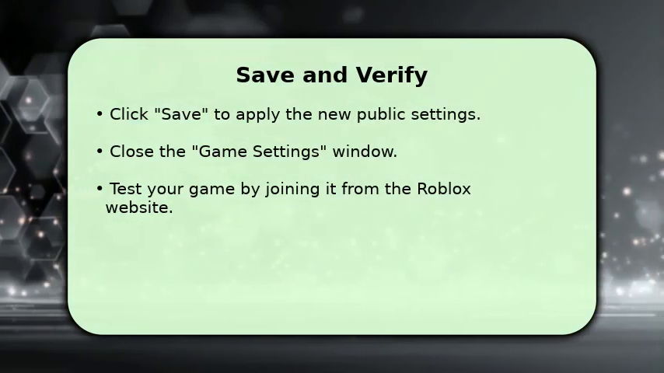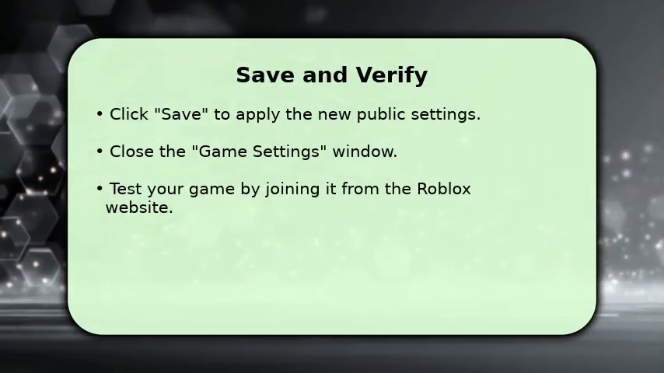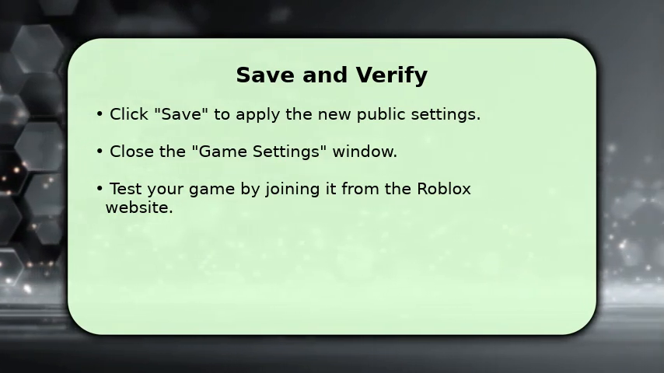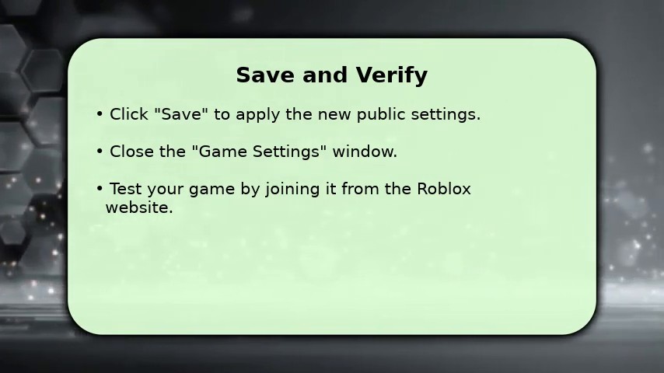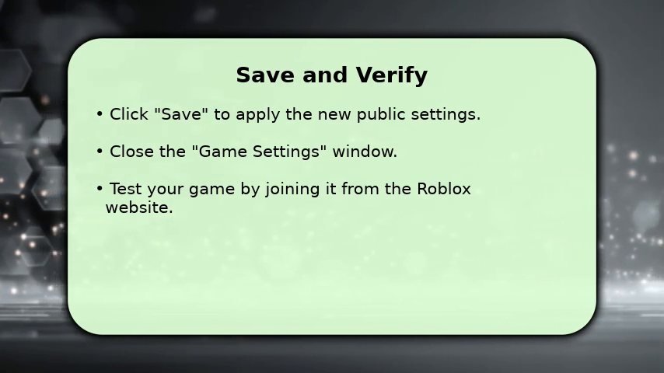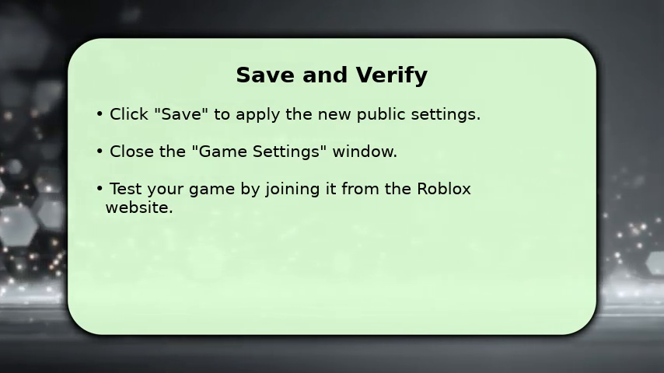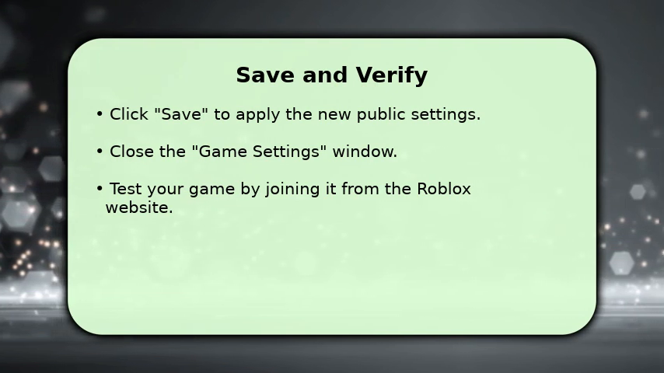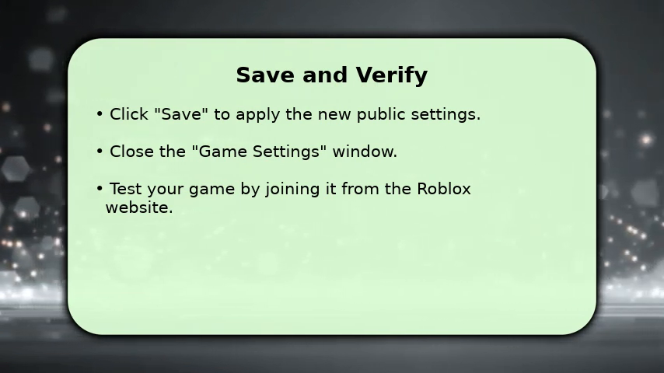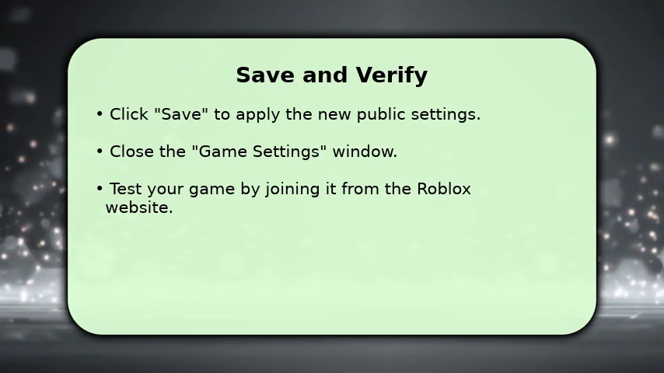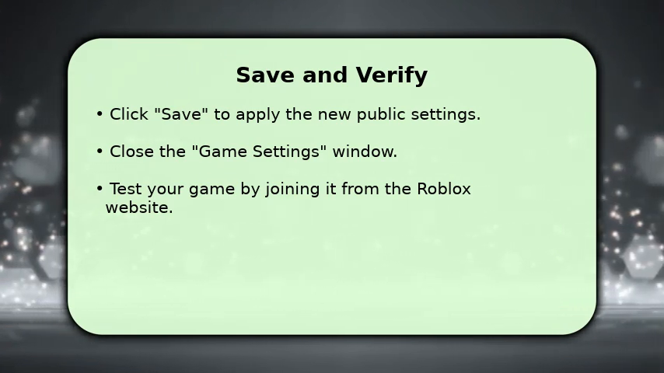Once you have selected Public for your game's permissions, remember to click the Save button to apply these changes. After saving, you can close the Game Settings window. To verify that your game is indeed public, go to the Roblox website, search for your game, and attempt to join it. This confirms that players can now access your exciting new experience.